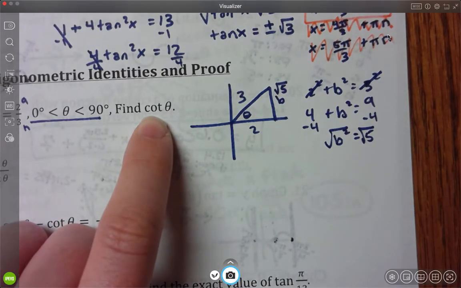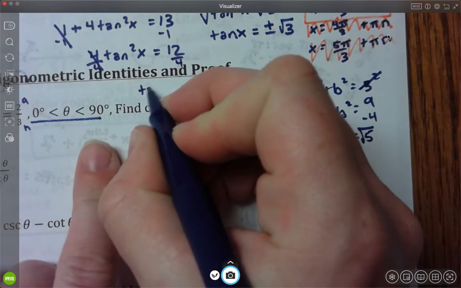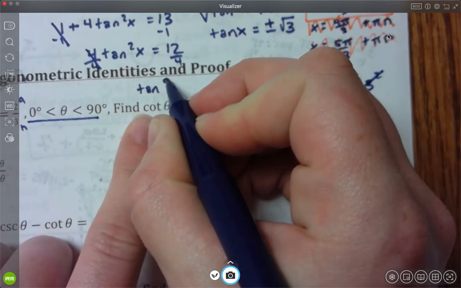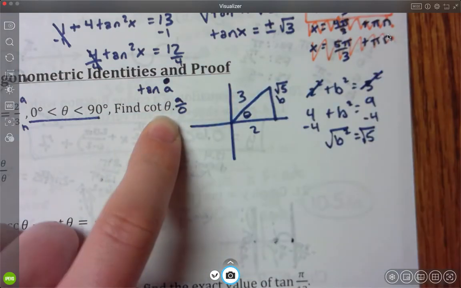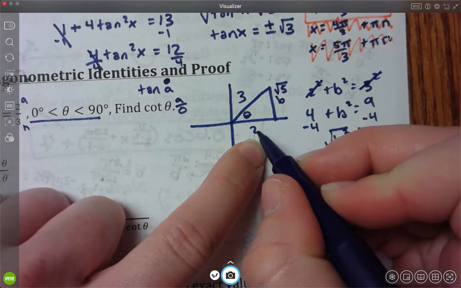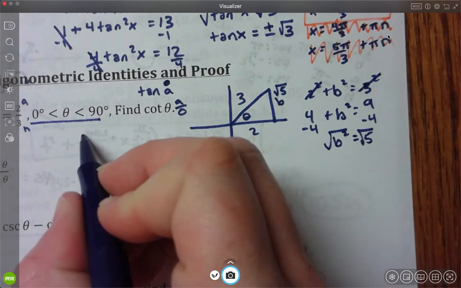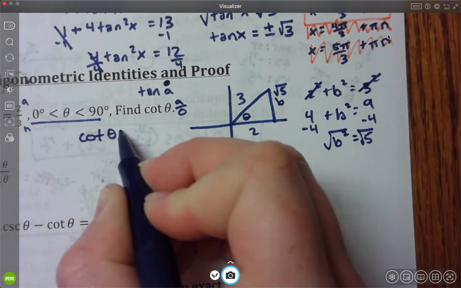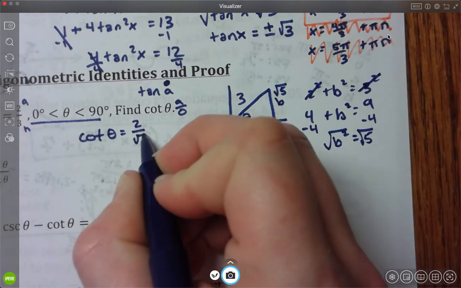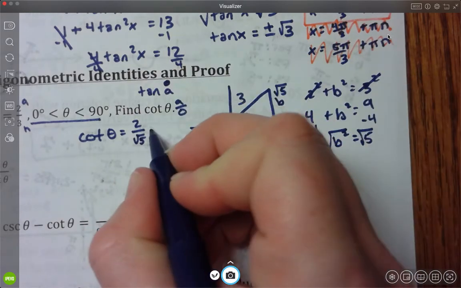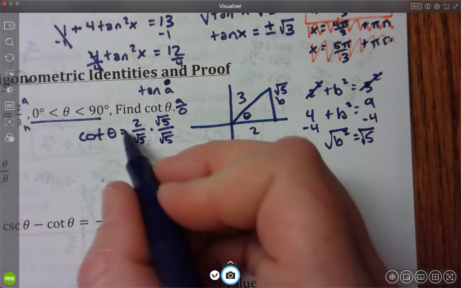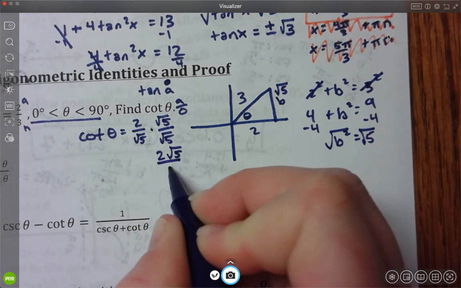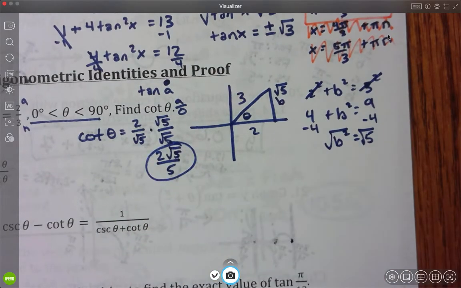Cotangent is the opposite of tangent, and tangent is opposite over adjacent, so cotangent would be adjacent over opposite. So the adjacent side is going to be 2, the opposite side is the square root of 5. So cotangent of theta is 2 over the square root of 5, but I have to rationalize, so multiply by the square root of 5. So this guy will be 2 square roots of 5 over 5, and that's what cotangent will look like. A little bit of work to that, but not too terribly hard.